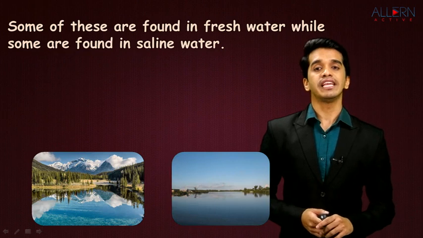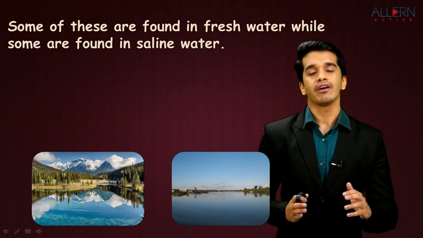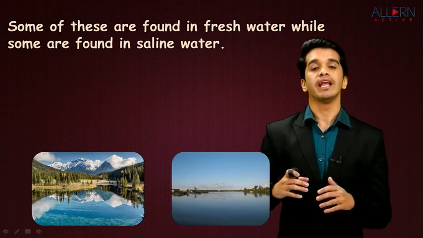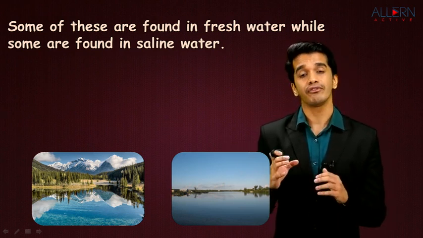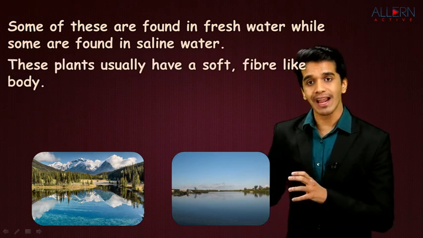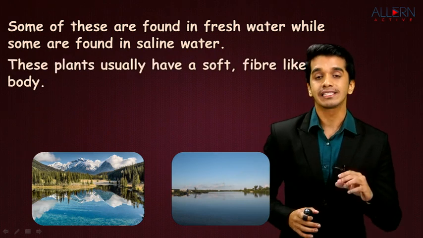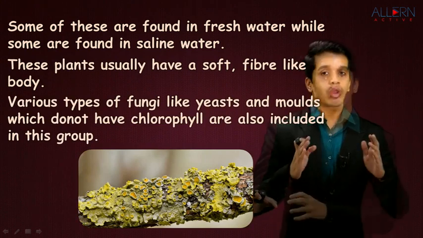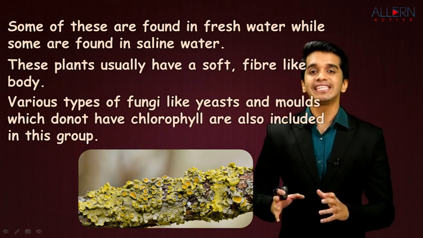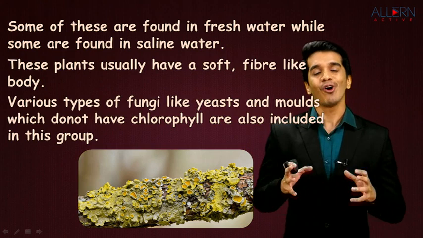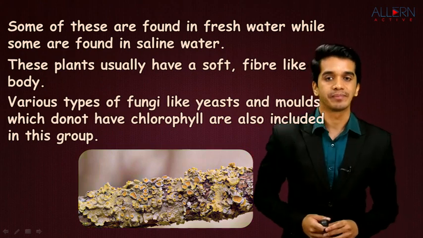Now we are going to study some of them. Thallophyta can grow in salt water, and some of them grow in fresh water. So these are found in fresh water as well as salt water. The plant body is very soft, slimy and fiber-like. Various types of fungi like yeast and mold do not contain the pigment chlorophyll, but they are also included in thallophyta.